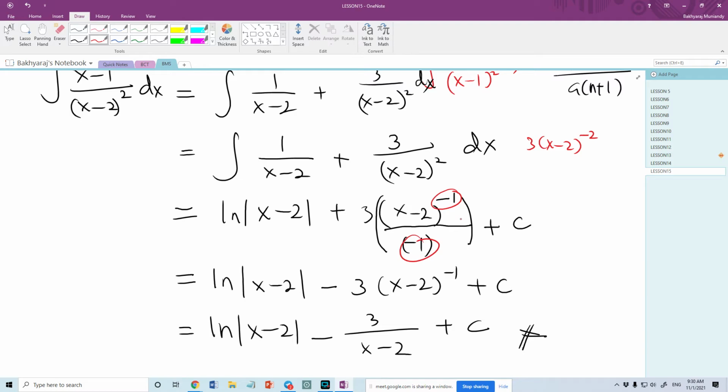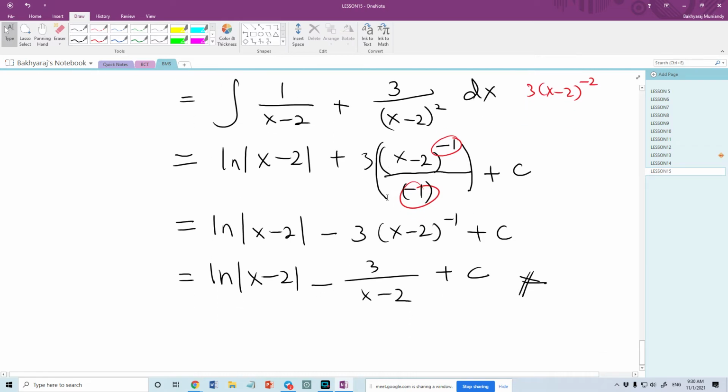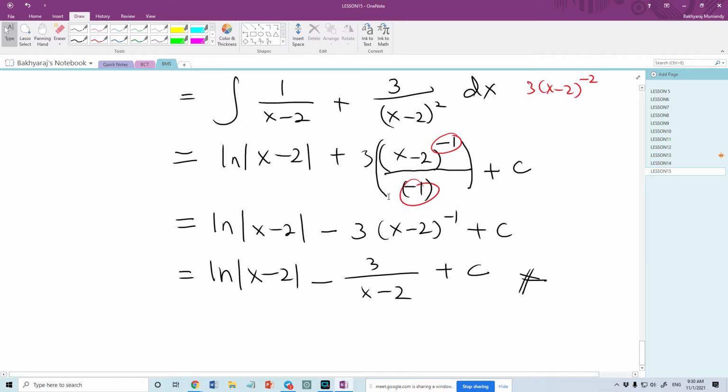Okay, next I continue with another example. Number 6. Okay, integrate 2x plus 1 over x minus 3, and then I put here square, dx. Come, try this, number 6.